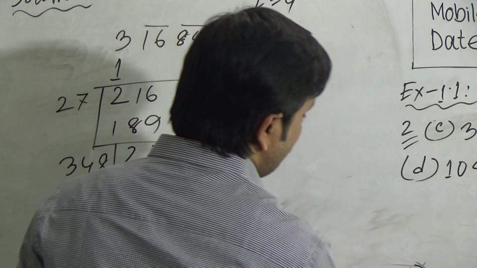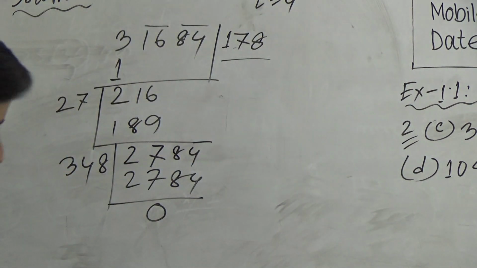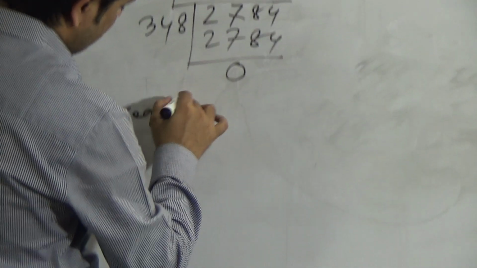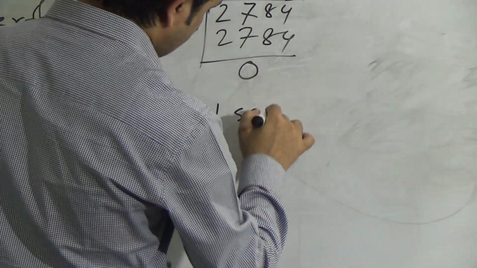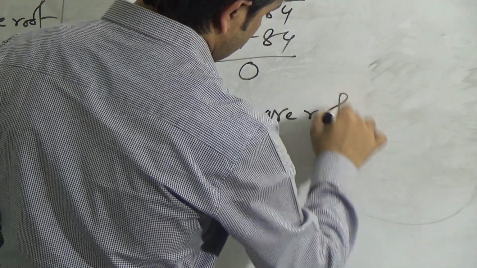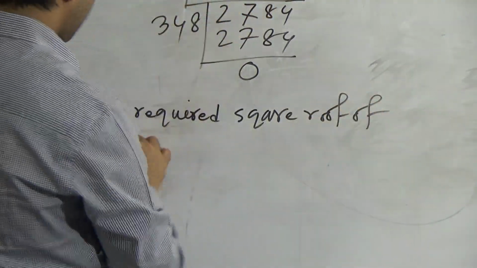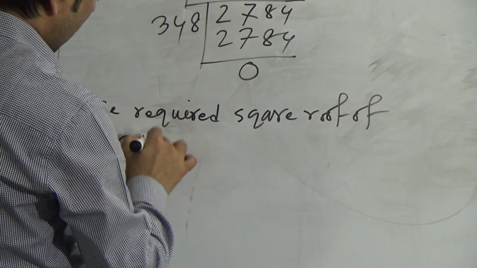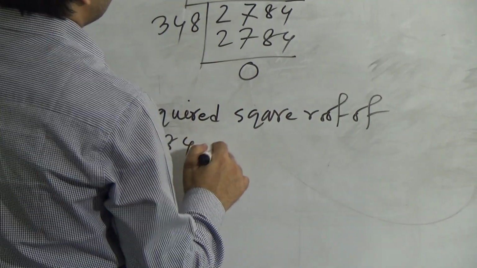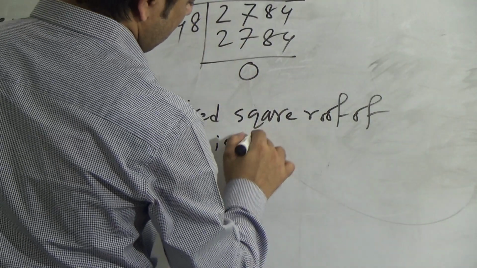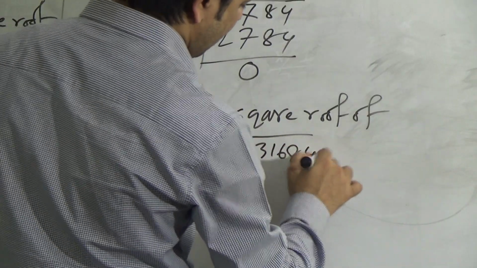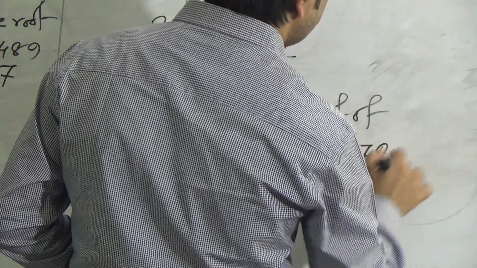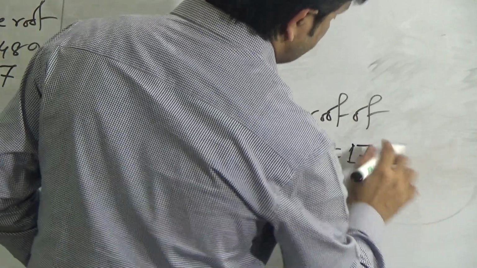Okay, dear students. So we can write here the required square root of 31684 is 178. This is our required answer for question 2.